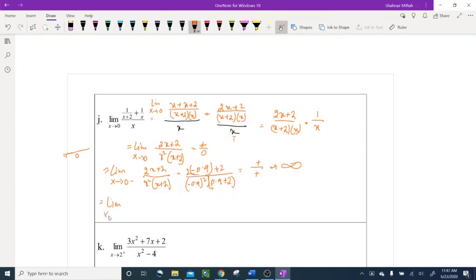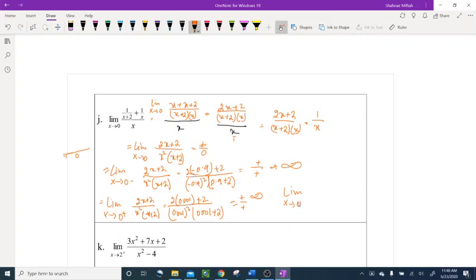So I have limit x approaches 0 from the right of 2x plus 2 over x squared times x plus 2. When I plug in right of 0, I picked a number, 0.001 plus 2, 0.001 squared, and 0.001 plus 2. When I solve this, I'm getting positive infinity again, positive over positive. So that's positive infinity. Either way, the limit does not exist.